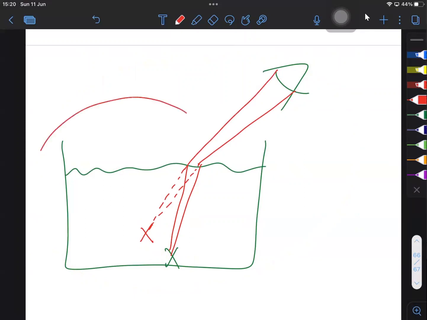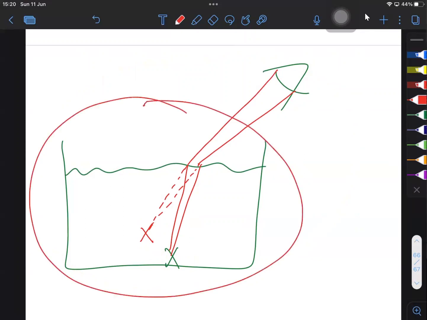Much easier, much more straightforward. You must have this image in your head. If you have this image in your head, it will be much easier to cheat. But if you don't have this image in your head, then good luck, do the normal way. Ladies and gentlemen, this is very important. They will ask you to draw this one.